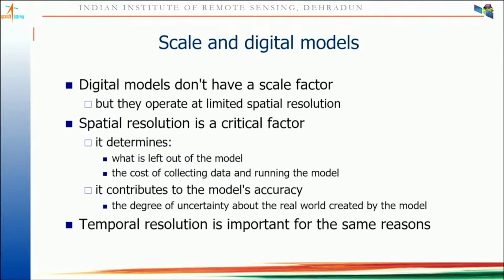Digital models don't have scale factors. I told you about scale, which is very important for the printable map, but in the case of digital data, scale is not considered. They operate at a limited spatial resolution, so more focus is given to resolution. The spatial resolution is a critical factor. It determines what is left out of the model, the cost of collecting data and running the models. It contributes to the model's accuracy, the degree of uncertainty about the real world created by the model.